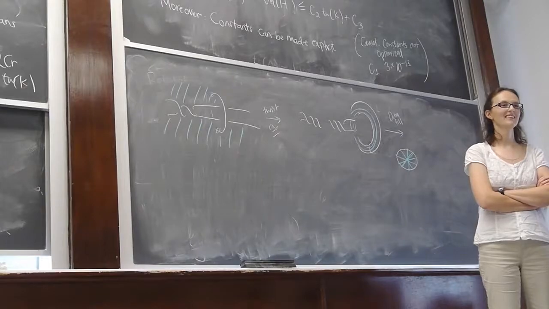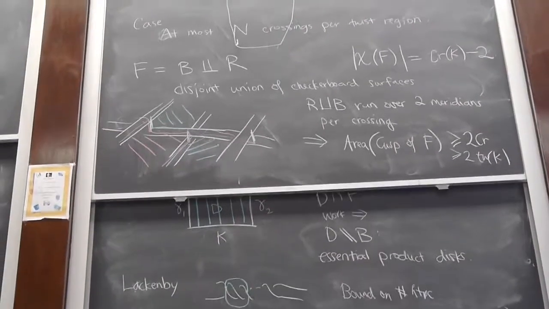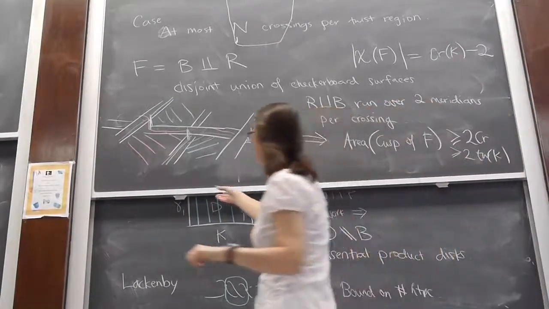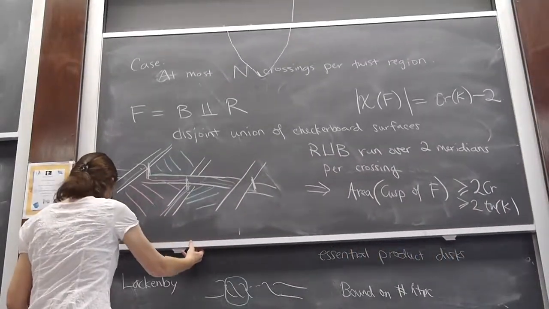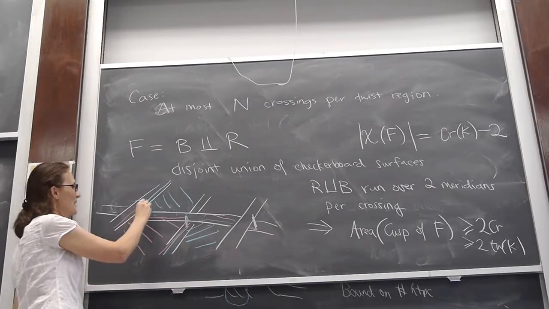Yeah. So, can you say the thing about the 2 meridians per crossing? I didn't understand that in the picture. Yeah. So let me try and draw it again. It's the best way I know to explain that.